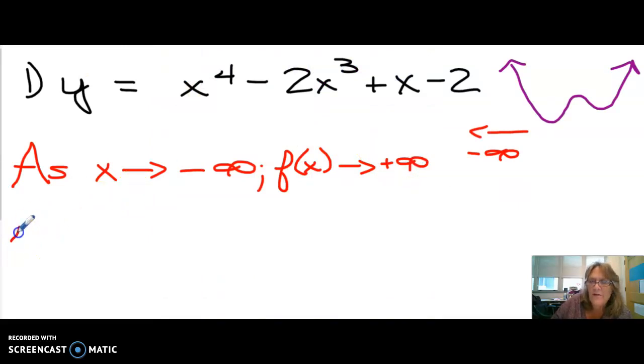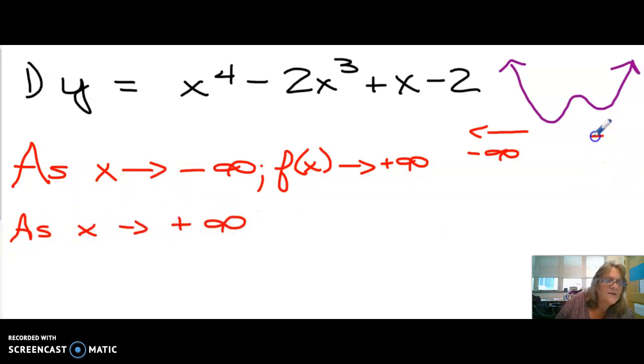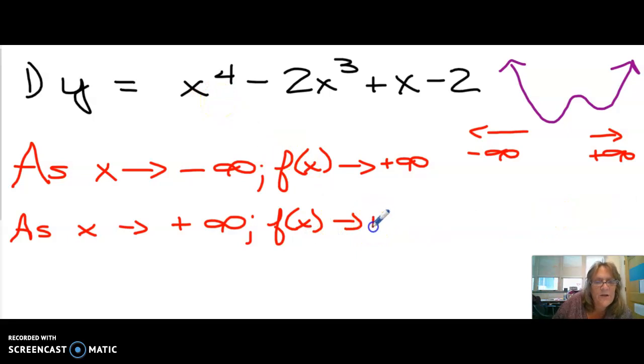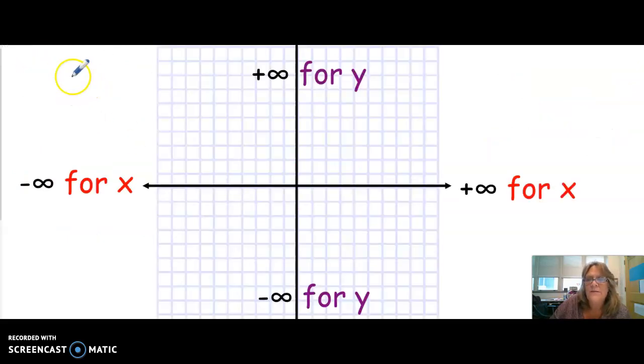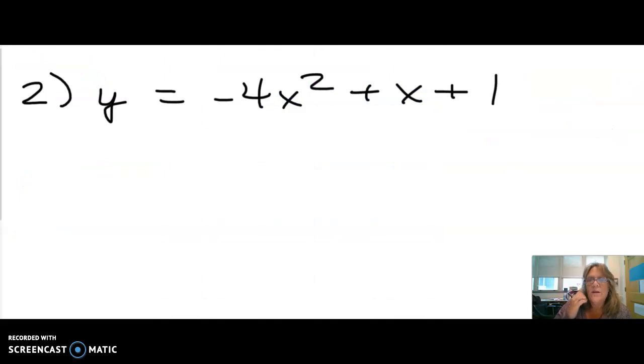Then we've got the other side, as x approaches positive infinity. As x is moving to the right, what's the end of our graph approaching for y, or for f of x? Well, again, it's an even function, so they both should be pointing in the same direction. So it's pointing towards positive infinity. Now, if we use what we've learned here, let's see if we can describe the second one.